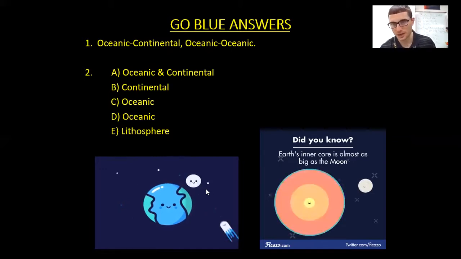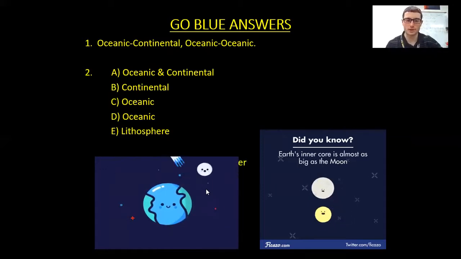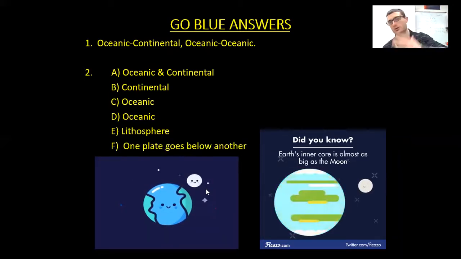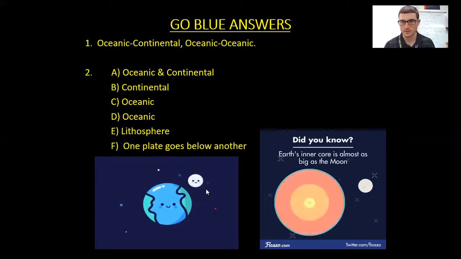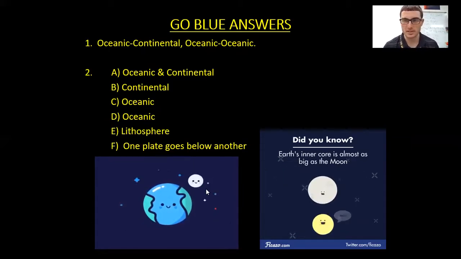And then lastly, what is subduction? It's when one plate goes beneath the other. One plate goes beneath the other, okay? That's a little recap for number 2, important stuff we need to know as we move forward. Know those by heart because we have our quiz coming up.